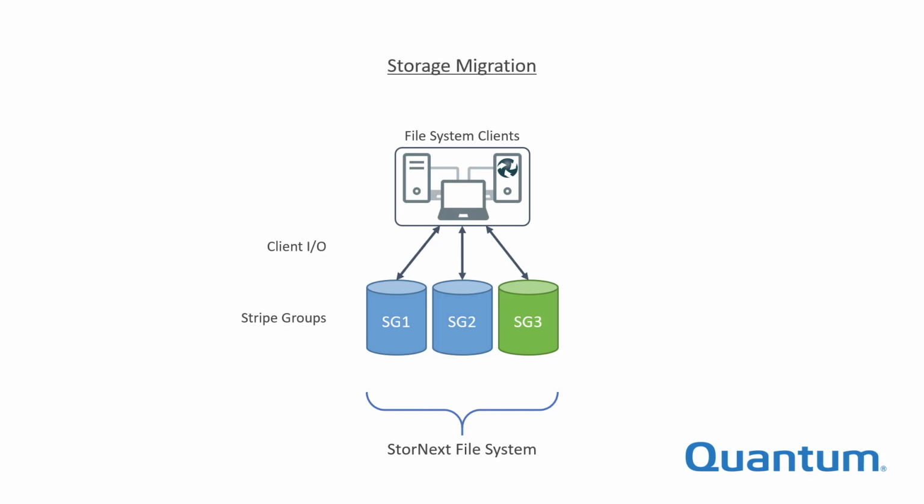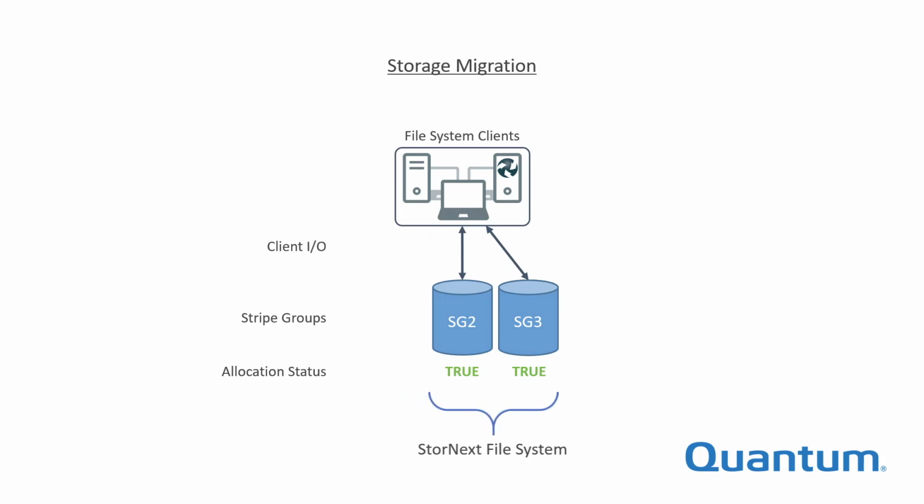The stripe group offload function is used to migrate files off an old stripe group so the corresponding storage can be decommissioned. Offload first sets the allocation status flag for the old stripe group to false. This prevents any additional files from being stored there. Files are then migrated off the old stripe group onto all remaining stripe groups or to a specific stripe group as required. Open files are managed automatically. Once the migration is complete, the old stripe groups and the old storage associated with them may be decommissioned.